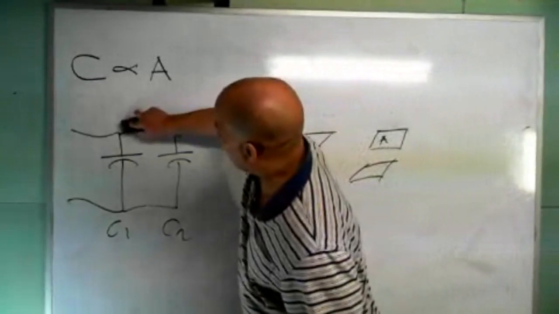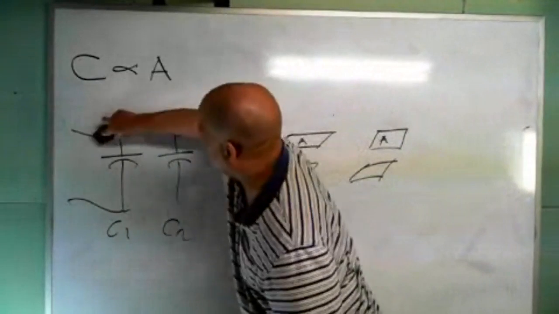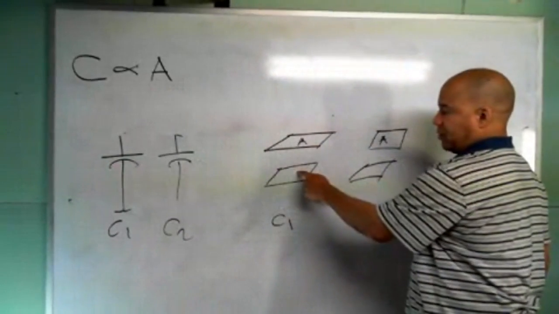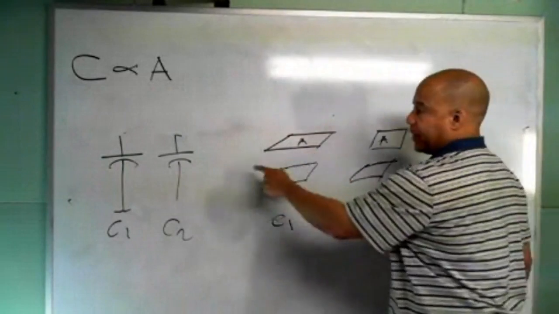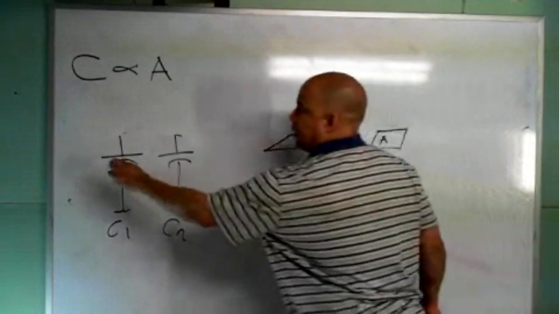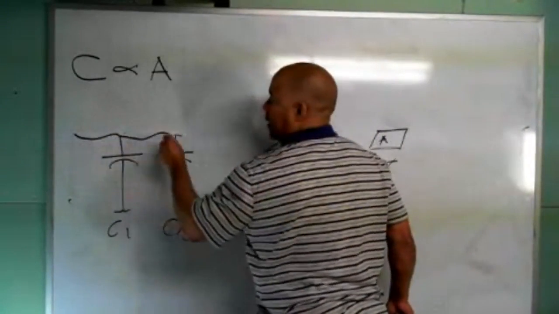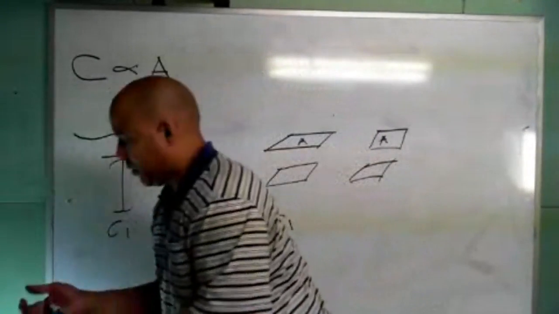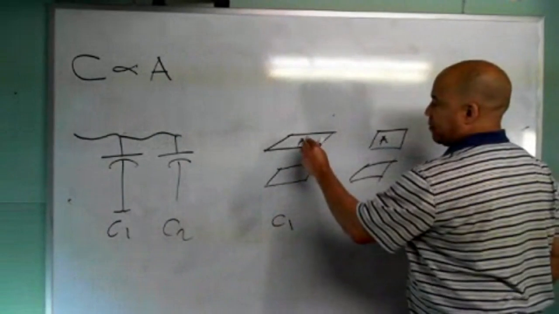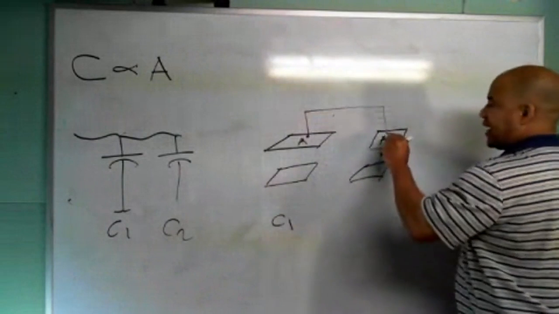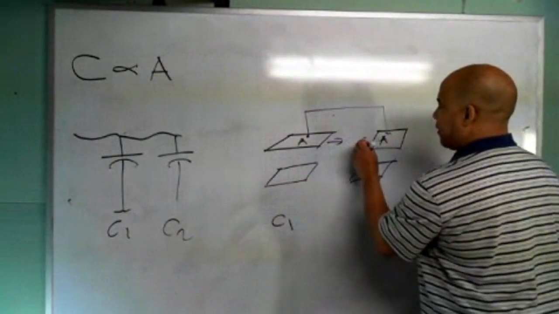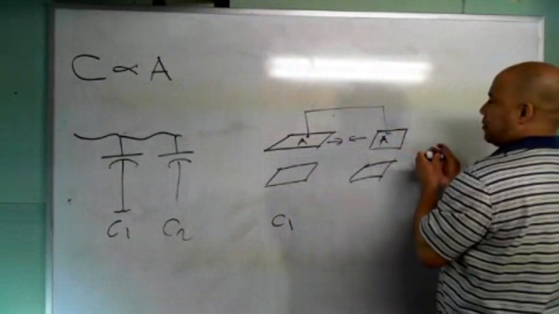So each capacitor by itself looks like that. C1 is two conductors separated by a dielectric, and C2 is two conductors separated by a dielectric. But when you put a wire from here to here, effectively you are connecting a wire from this first plate over to the second plate, and that's equivalent to taking these two plates and moving them together like this.